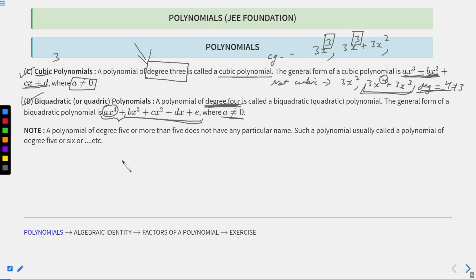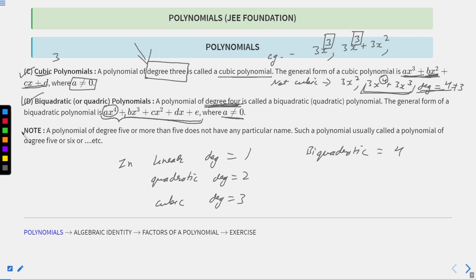As you saw, in linear the degree must be 1. In quadratic the degree must be 2. In cubic the degree must be 3. In biquadratic the degree must be 4. There's a note which says a polynomial of degree 5 or more than 5 does not have any particular name. Such a polynomial is usually called just a polynomial of degree 5 or degree 6.